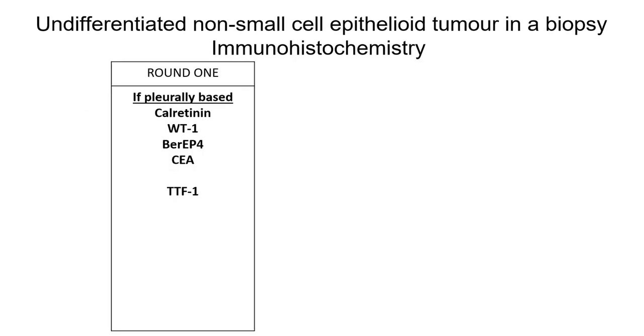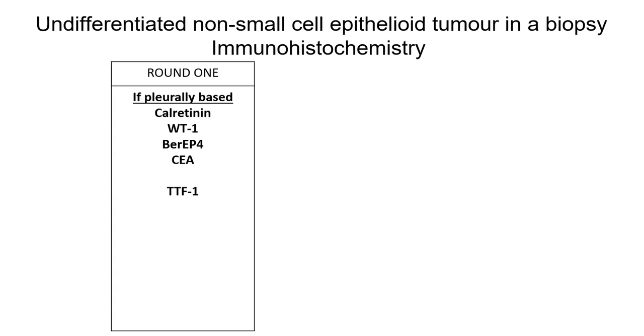I approach this in a phased way. I think it's useful to do a simple round of immunohistochemistry first, especially if there is only a small volume of tissue. We know it's malignant. We can do 4 antibodies, 2 mesothelial, 2 epithelial, plus or minus a TTF1. That will probably give you your answer in, I think, 80 to 90% of cases.